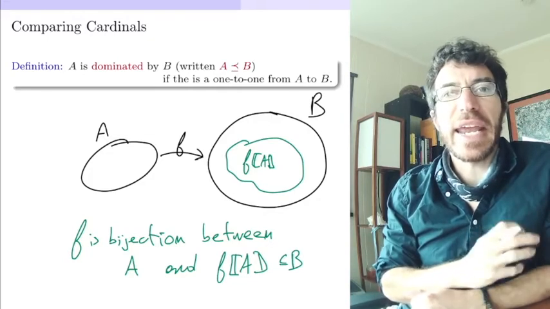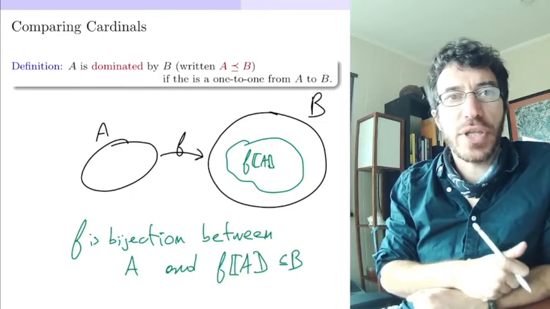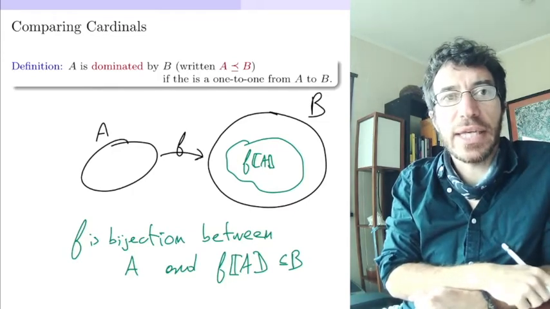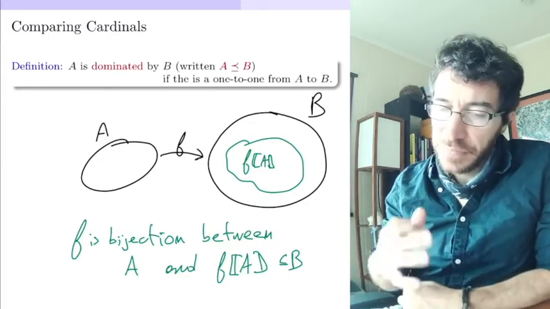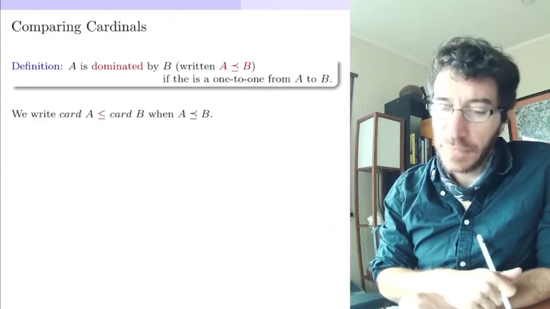That would mean that A has a smaller size than B. Okay, so that's what it is. It's a one-to-one function from A to B. We say that A is dominated by B. So dominated means that B is larger. So a couple of simple notations.